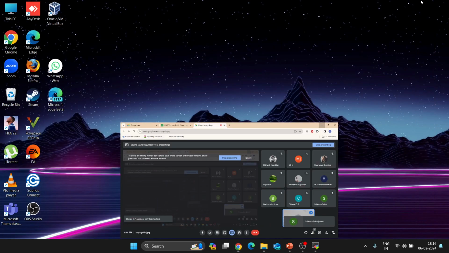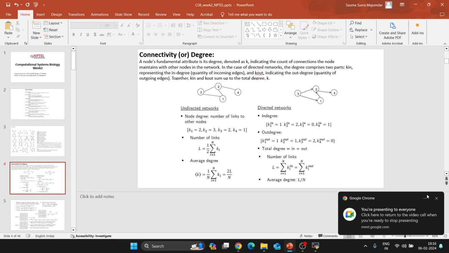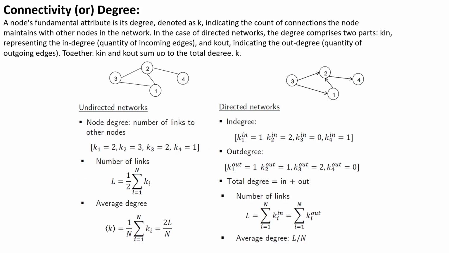So if you're studying any kind of network, these network parameters will help you understand the network better. Understanding these concepts is important, so I'll suggest you focus on these parts a little bit, and if you have any issues, please feel free to ask.